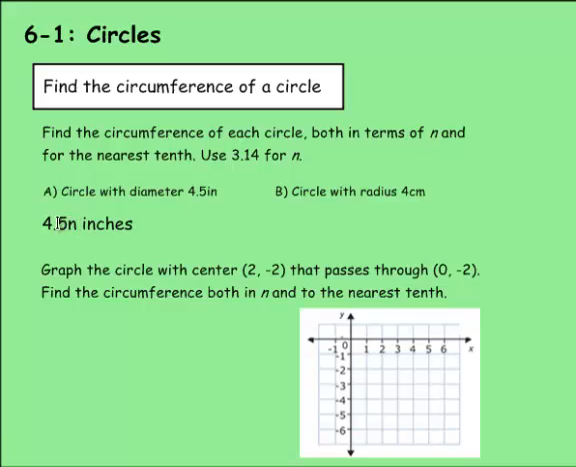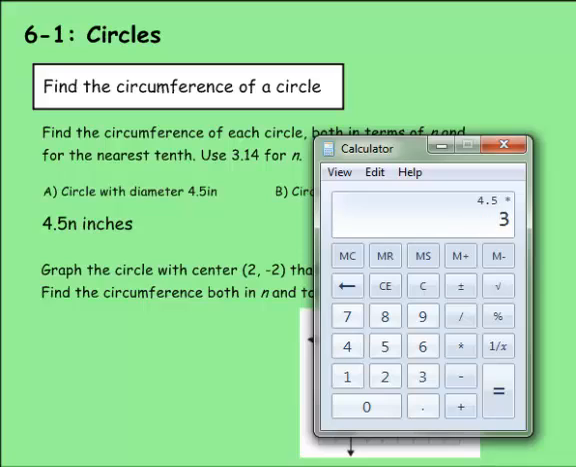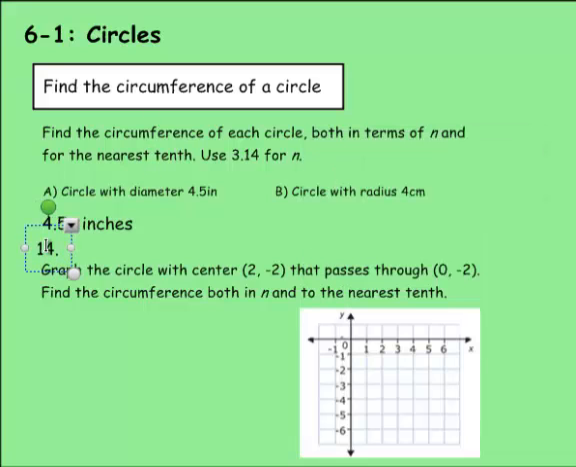So that was pretty easy. We just had to insert the diameter and multiply that times pi. If we're actually going to solve it then, we would do 4.5 times 3.14, and that would give us 14.1 to the nearest tenth here, 14.1 inches. So we have to have two answers here: in terms of pi, 4.5 pi, and then 14.1 inches.